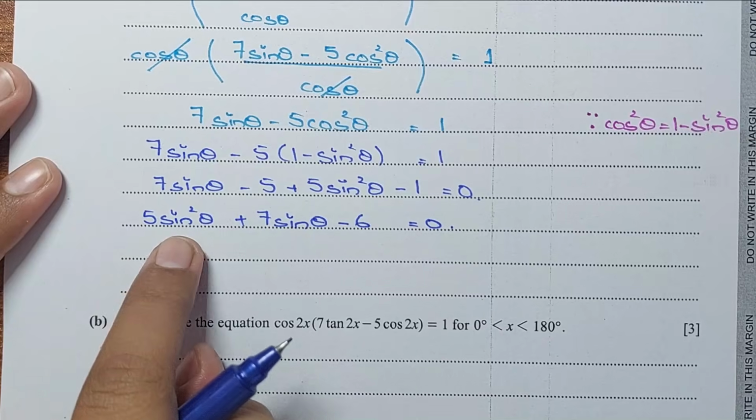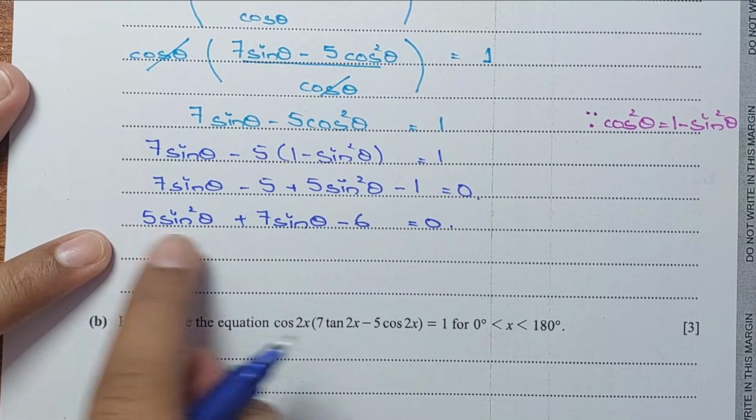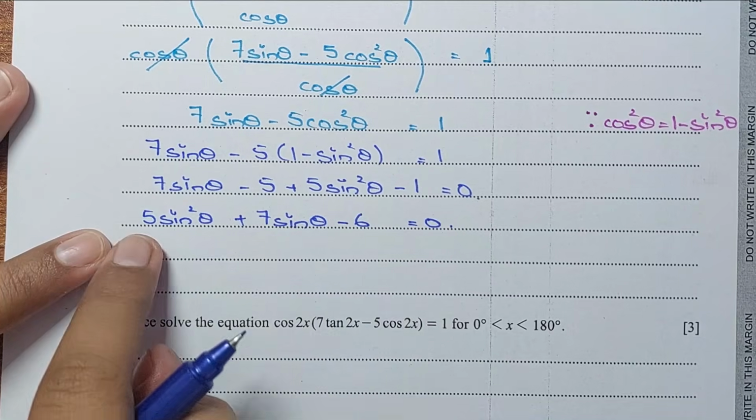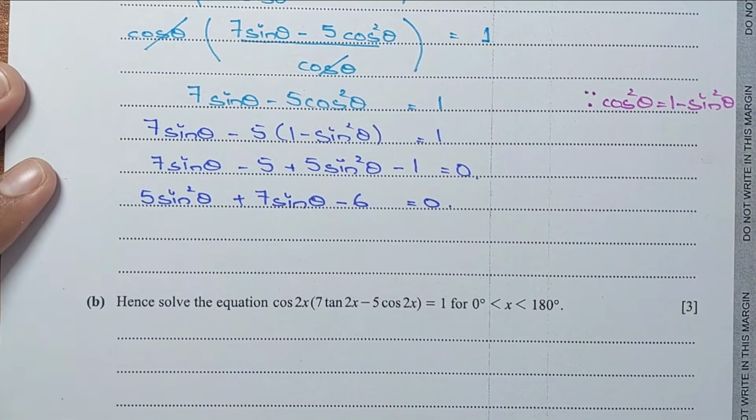So this is in the form of a sine square plus b sine plus c. So a is 5, b is 7, and c is negative 6. a, b, c are integers. So that is the solution.